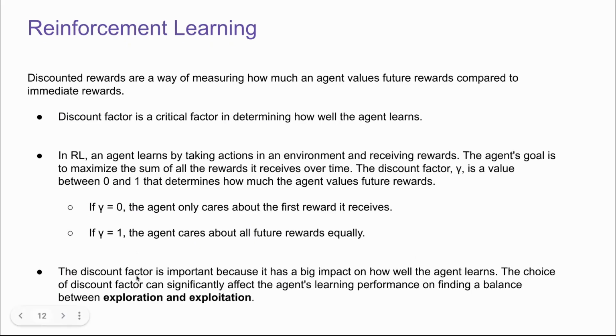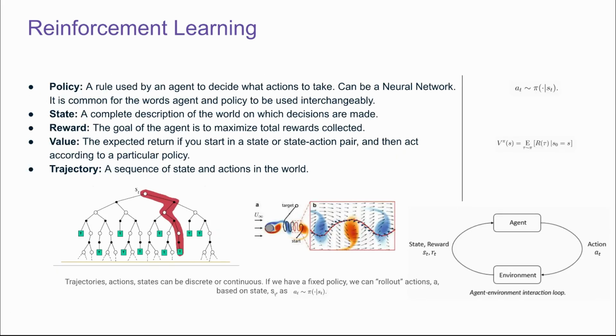The choice of the discount factor can significantly affect the agent's learning performance, on finding a balance between exploration and exploitation. The next keyword is trajectory. It means a sequence of state and actions in the world. So trajectories can be discrete or continuous, as you can see in this graph.